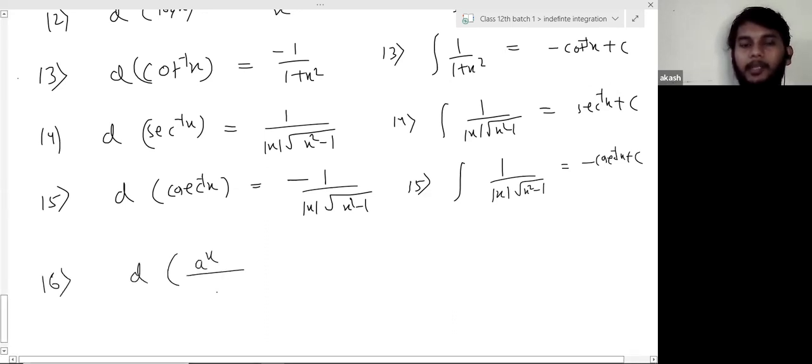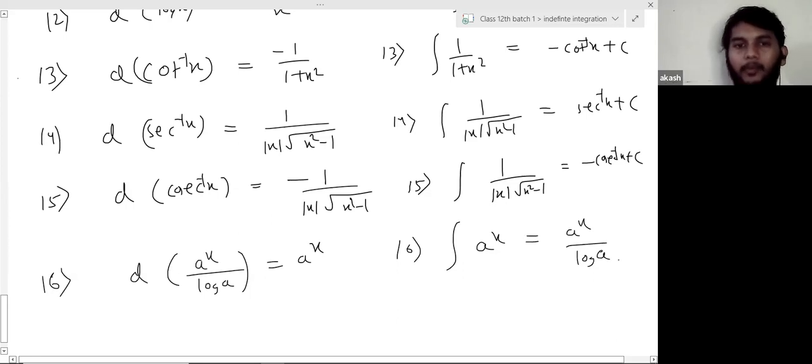Differentiation of a raised to the power x upon log a is a raised to the power x. So integration of a raised to the power x is a raised to the power x upon log a. Very important formula. Students tend to forget this log a, but please remember this. When you integrate a to the power x, that means 3 to the power x, 4 to the power x, any constant to the x, then integration will be a to the power x upon log a. All right, everyone?